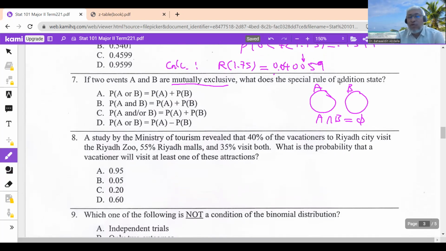What does the special rule of addition state? Well, the addition rule says how to find the probability of A or B. It's never negative, so D is not correct. P(A or B), we know that it is the probability of A plus probability of B minus the probability of the intersection, okay? But the intersection is phi, and the probability of the intersection in this case is 0. So the probability would be only probability of A plus probability of B for mutually exclusive sets.